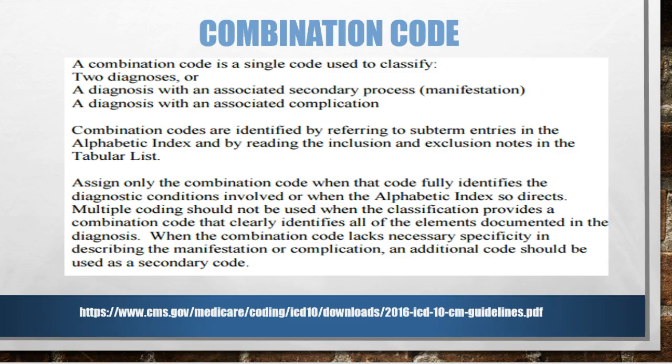A combination code is a single code used to classify either 2 diagnoses, or a diagnosis with a manifestation, or a diagnosis with an associated complication. Combination codes are identified by referring to subterm entries in the alphabetic index and by reading the inclusion and exclusion notes in the tabular list. Only assign combination codes when the code fully identifies the diagnostic conditions involved or when the alphabetic index directs otherwise. Multiple coding should not be used when the classification provides a combination code that clearly identifies all of the elements documented in the diagnosis.